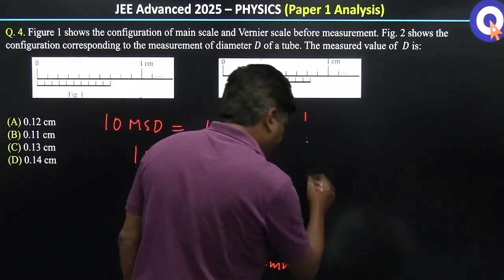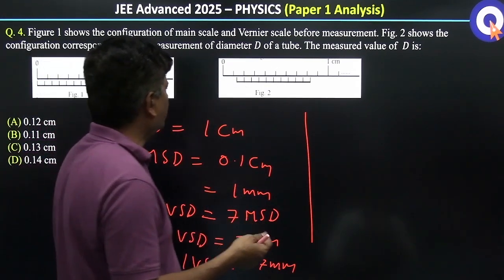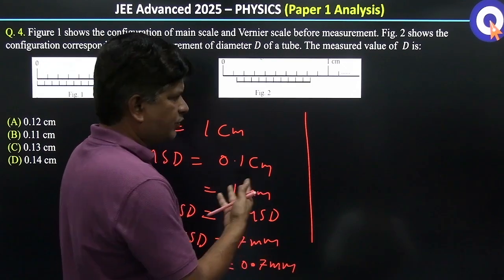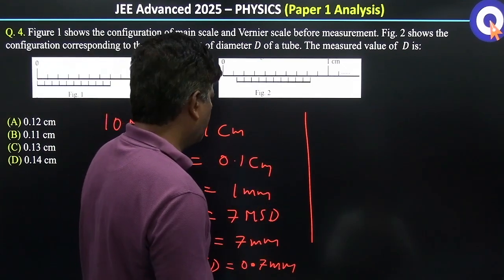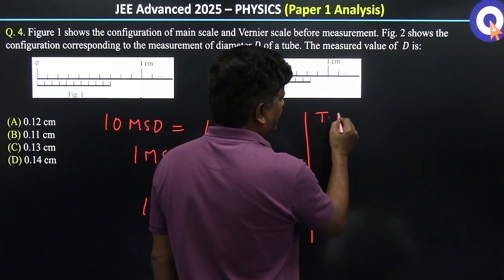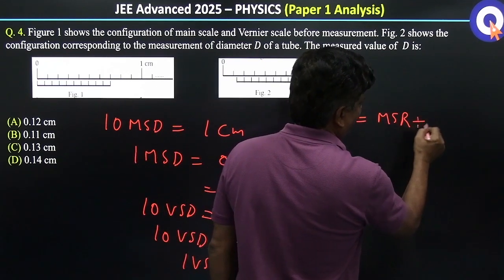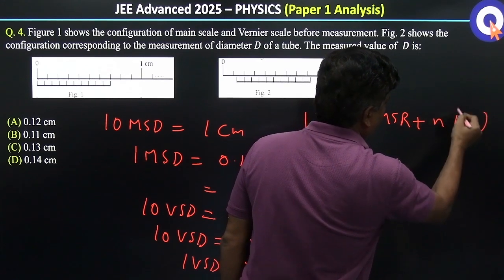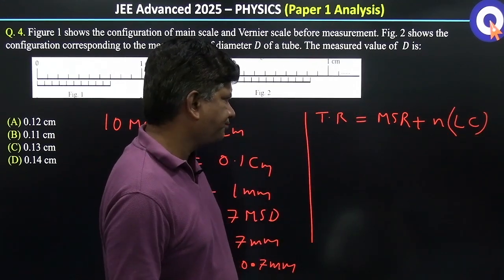One vernier scale division value is equal to 0.7 millimeter. Now from here you can solve the problem in two ways. Directly, if you remember the formula, you can substitute in the formula and do it. So first let me try to solve this problem using the formula. The formula is: total reading using a vernier calipers would be main scale reading plus n into LC, where LC stands for the least count and n is the vernier coincidence.